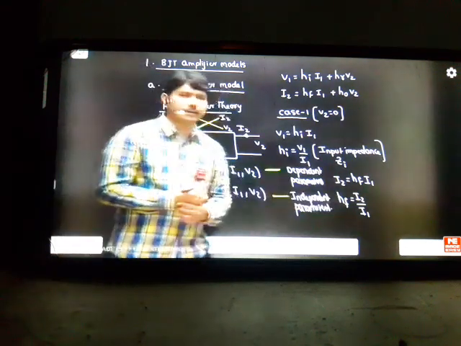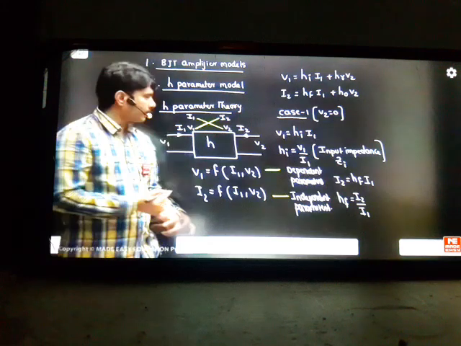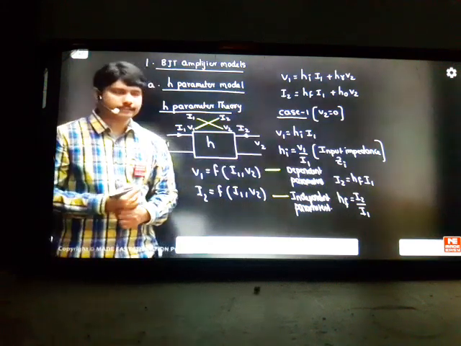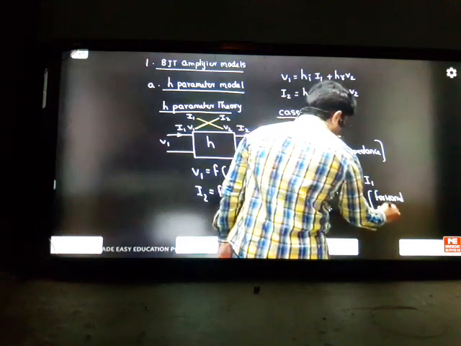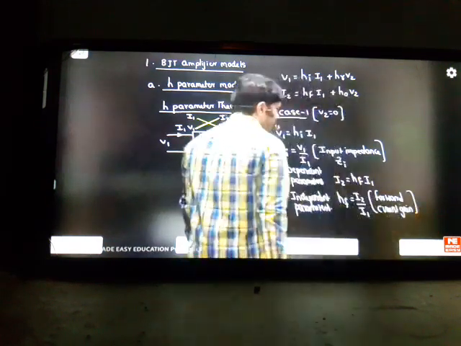That's why this F letter indicates forward. It's a forward current gain. Here HI I have written because it is defining the input impedance. So like this you can indicate the concept. So this is telling about forward current gain. It is defining as forward current gain.